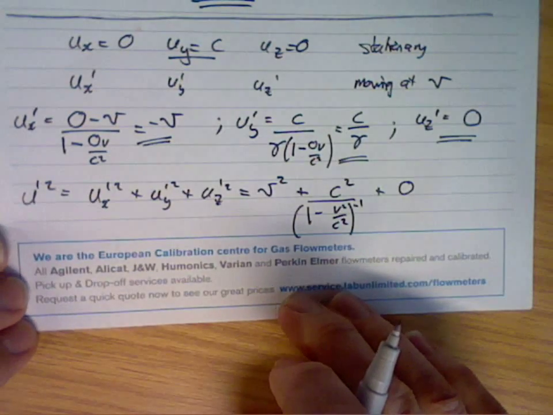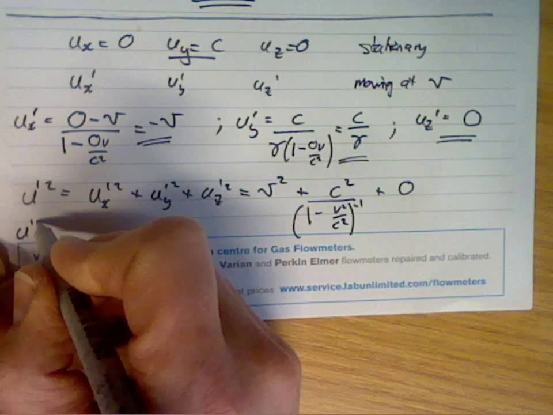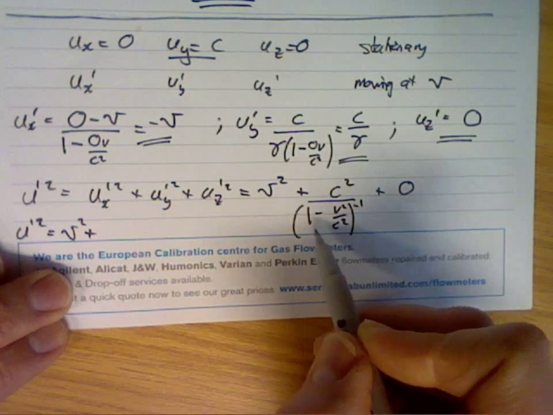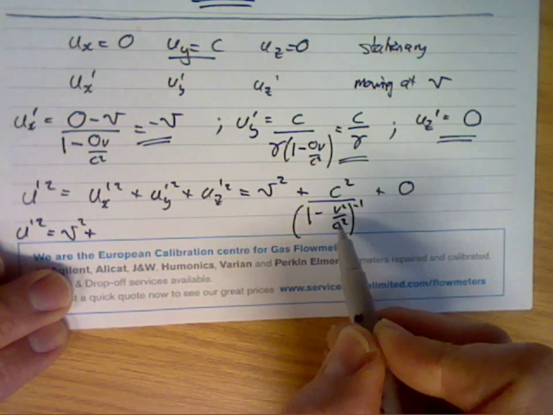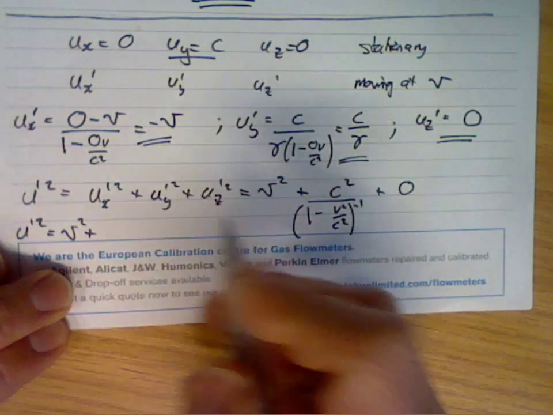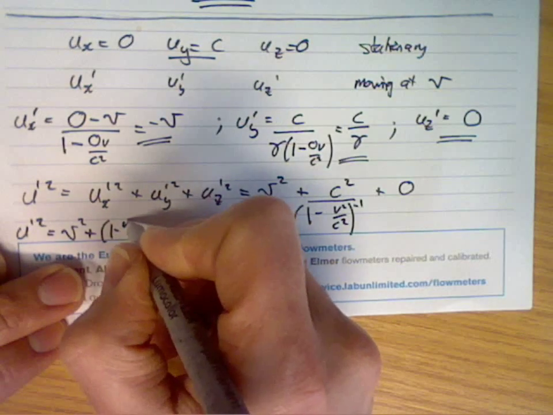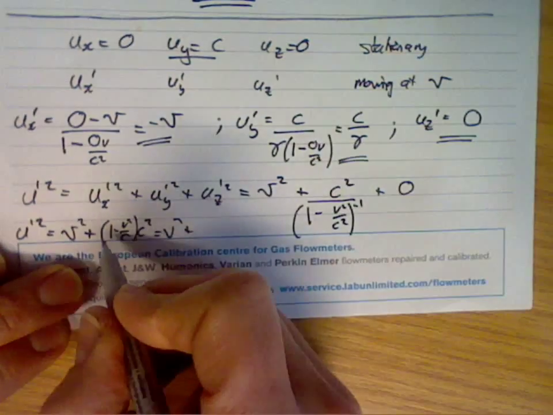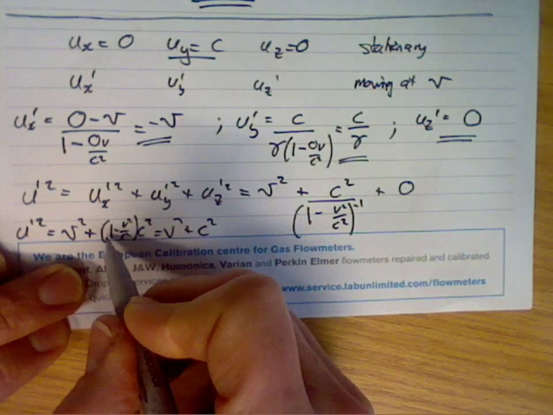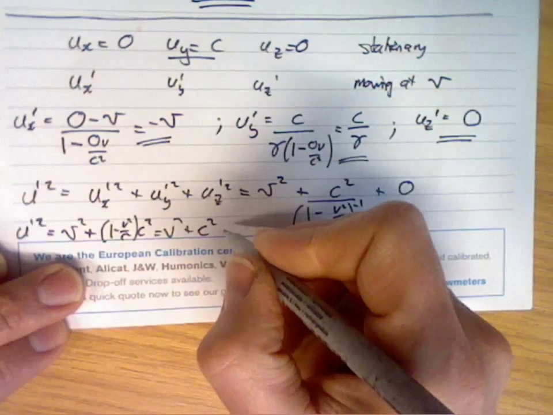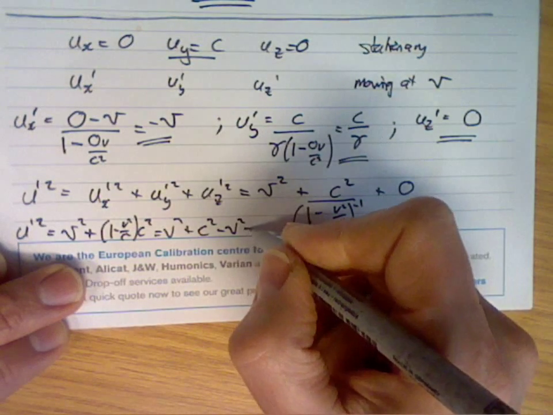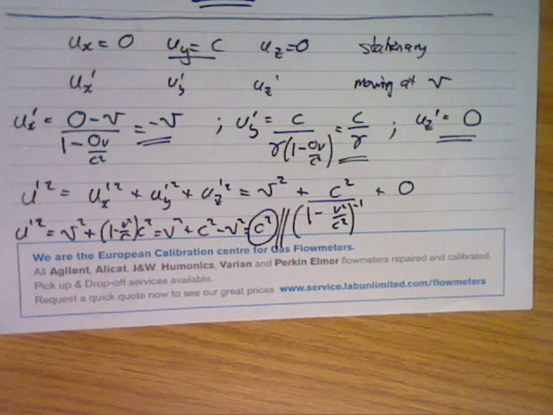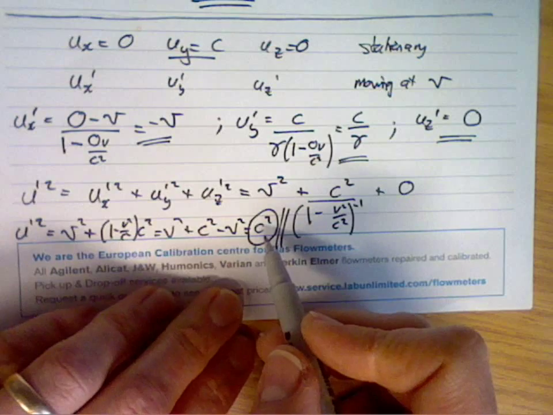Okay, we've just about run out of space, but we can just squeeze it in. u prime squared is therefore equal to v squared plus c squared times 1 minus v squared over c squared. Let's just multiply the c squared through: c squared times 1, and minus v squared over c squared times c squared is a minus v squared. And hey presto, the v squareds cancel. This again gives us c squared. So, as we found previously, the light is indeed travelling at the speed of light.